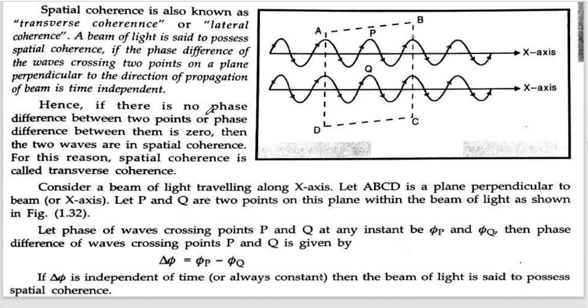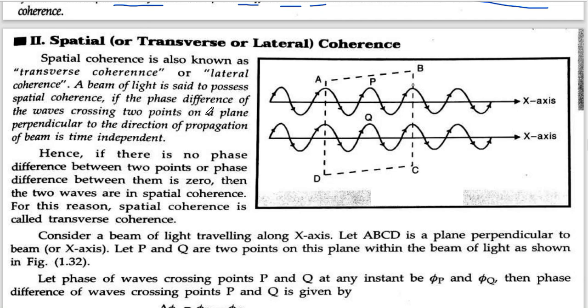This is also another important part, that is spatial coherence. What is spatial? Spatial means related to space or related to some place. Temporal means time coherence and spatial means space coherence. So this is also known by another name, that is transverse or lateral coherence. So what is spatial coherence? Spatial coherence is also known as transverse coherence.